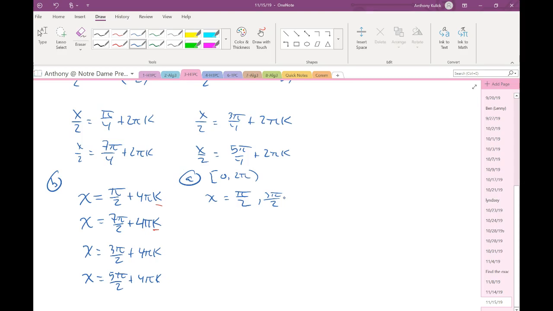And I'll go to the last one. If I pick k to be 0, too big. If I pick k to be negative 1, too small. So these are my only two answers for part A.